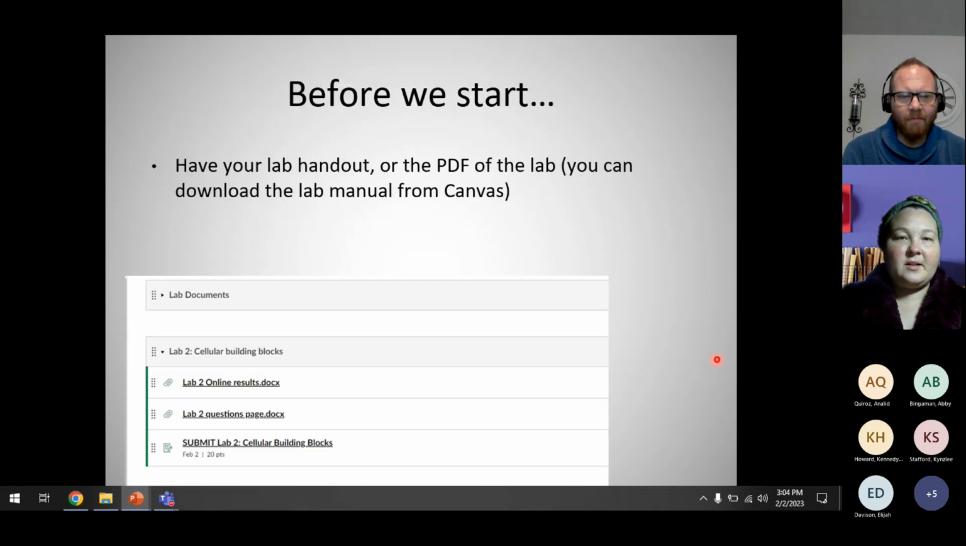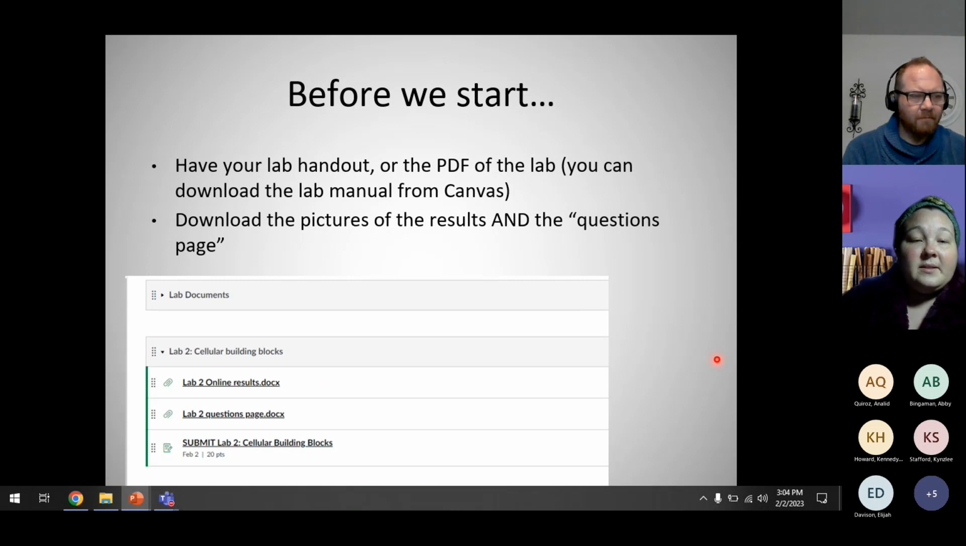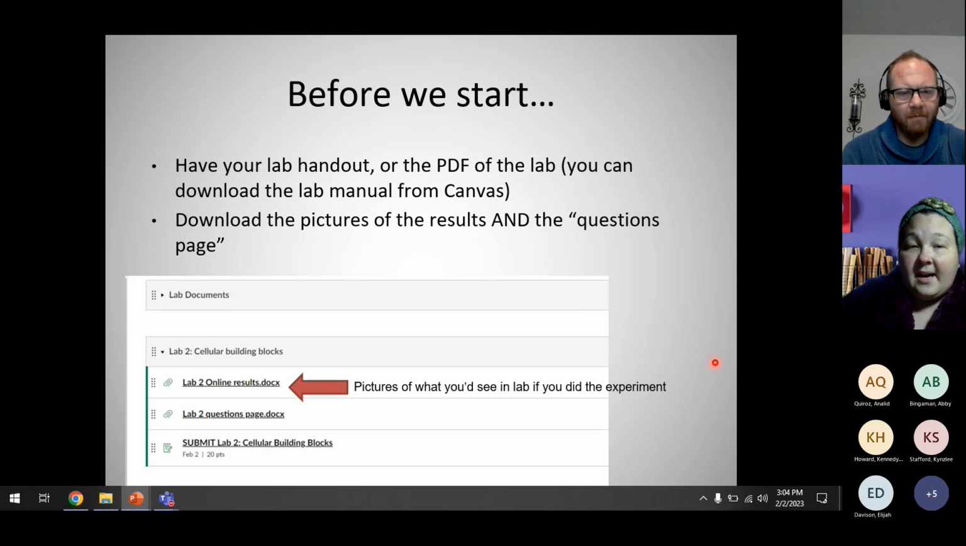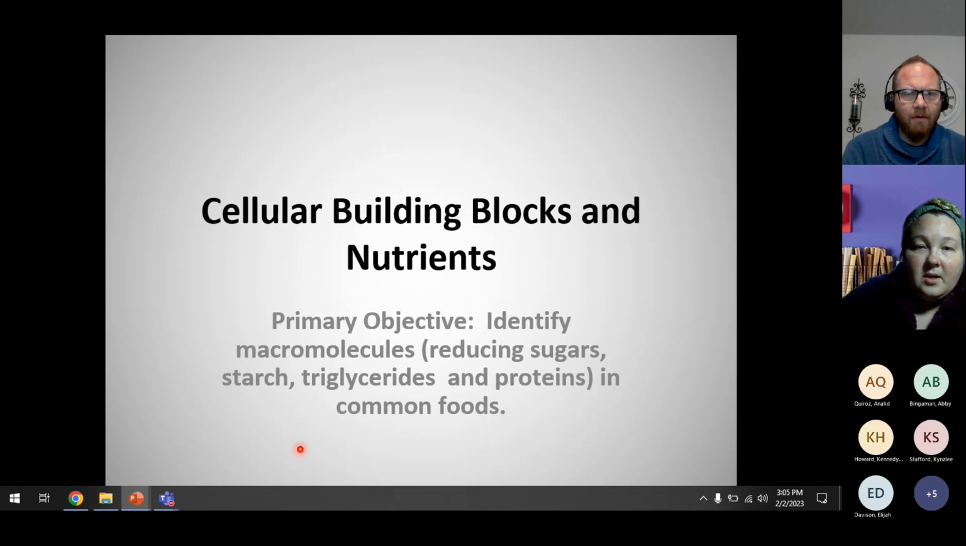All right, before we start, you need to either have your lab handout or a PDF of the lab, which I mentioned in the announcement, so you should already have that. And at this point, you need to download the pictures of the results, which is what you'd see in lab if you did the experiment. Right under lab documents, I have put a new module entitled Lab 2, Cellular Building Blocks. This is what you would see if we were doing the lab. So download the results and download the questions page. That's where you're going to type your answers, and then you're going to submit that document here. Okay, so go ahead and do that.